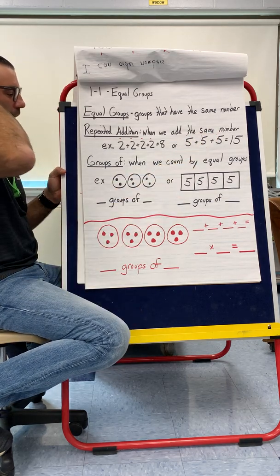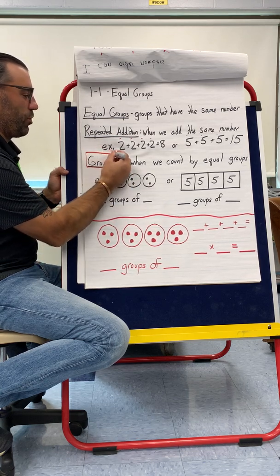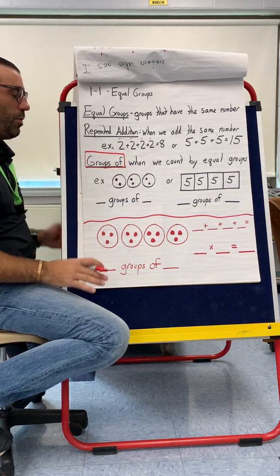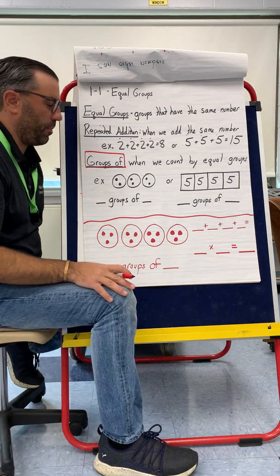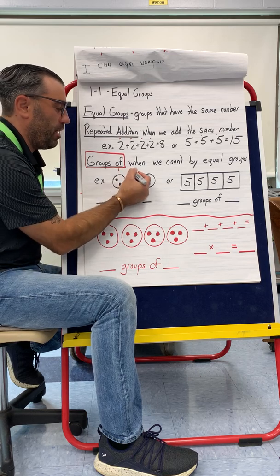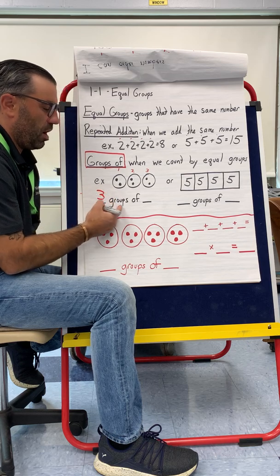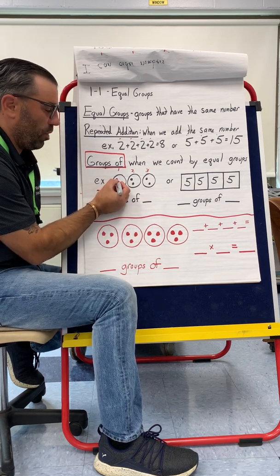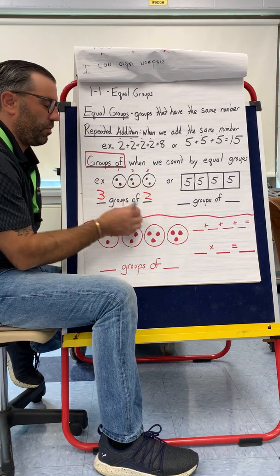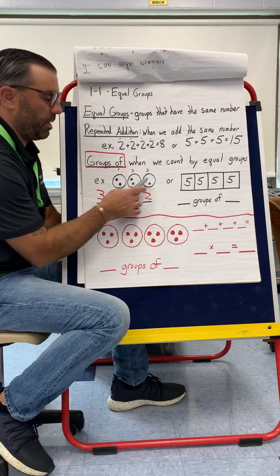Okay? Now, probably the most important thing you're going to hear for a while in math here is groups of. Groups of means when you count by equal groups. For example, do you see here? Check this out. Let's count. I have 1, 2, 3 groups. 1, 2, 3 groups of how many are in each group? 1, 2. So I have 3 groups of 2. 1, 2, 3 groups, 2 in each group. Or check this out. Sometimes you'll see it with circles.